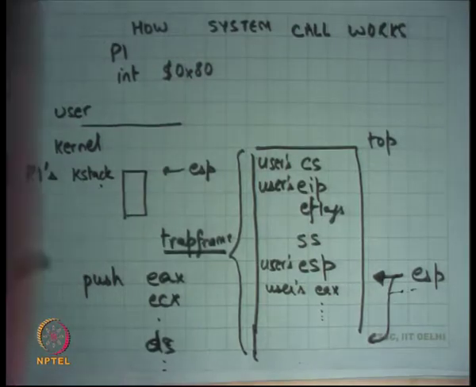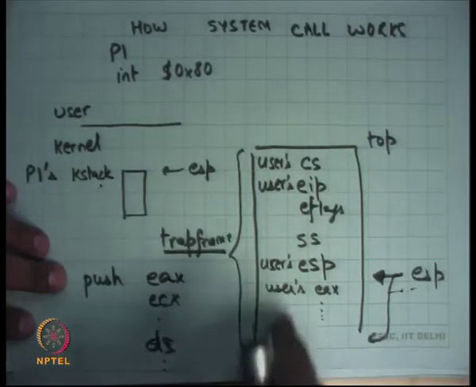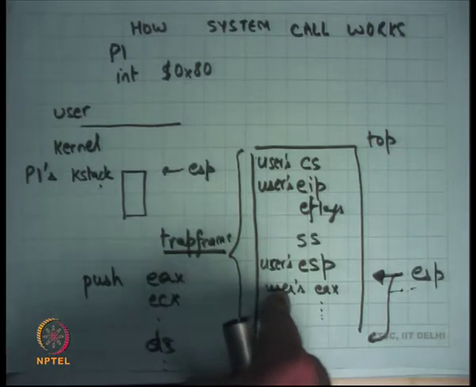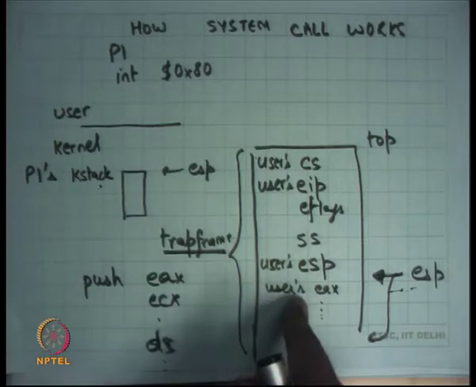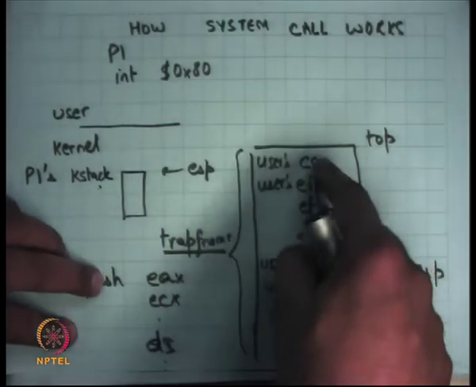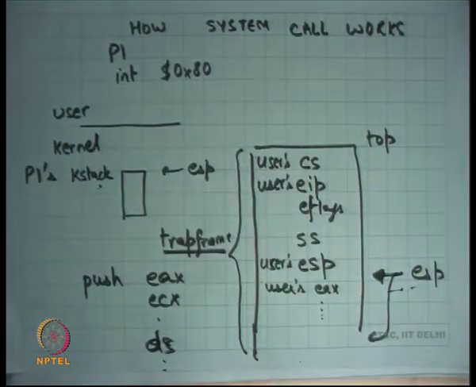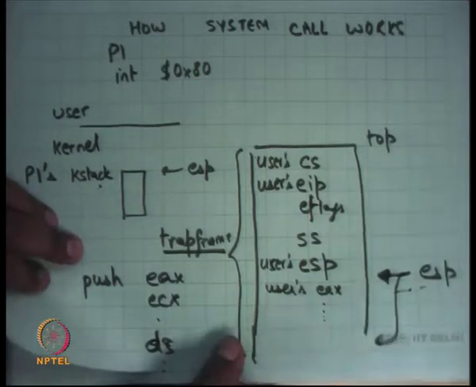At the time of return from interrupt, this trap frame gets popped in the opposite order in which it was pushed. The first few values get popped by the software, and then the iret instruction pops the last 5 values, and the user continues as though it never went into the kernel, except that the return value would have changed, and maybe some other things would have changed depending on the semantics of the system call. Okay. All right.